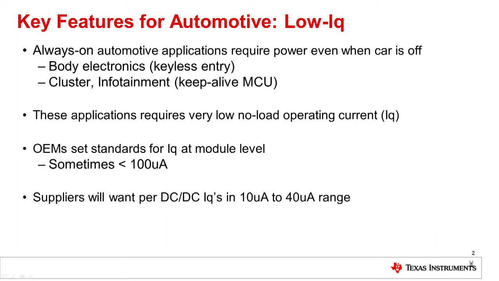Quiescent current is a critical parameter for always-on automotive applications, for example, a keyless entry system. And it is standard in these applications to expect the IQ to be less than 100 microamps at the module level, and this translates for the wide VIN buck converter to be in the range of 10 microamps to 40 microamps.